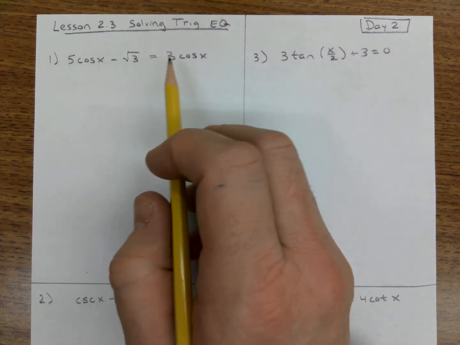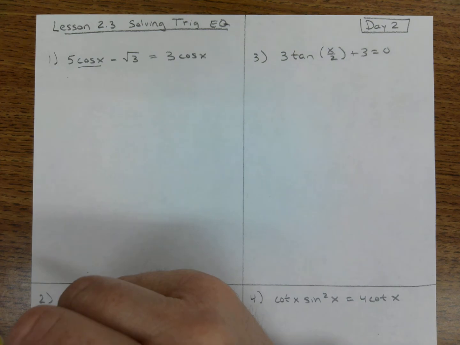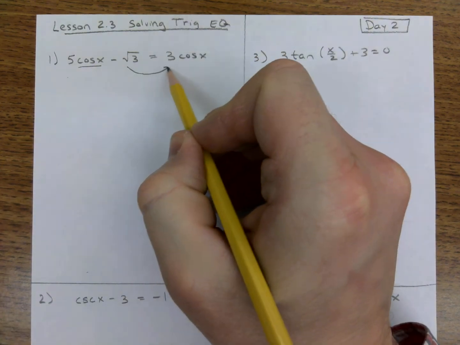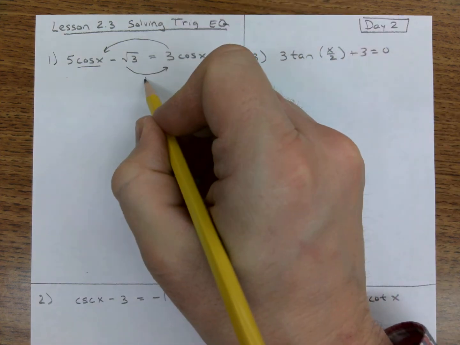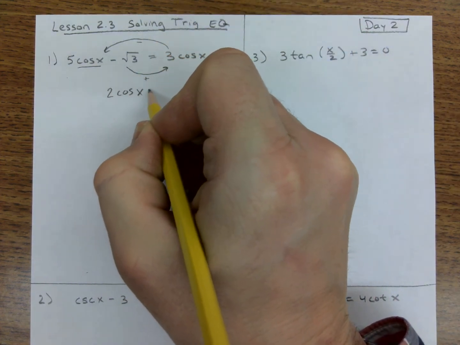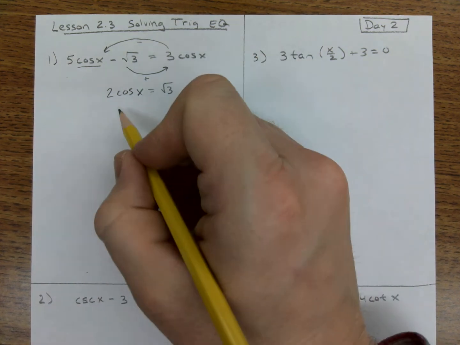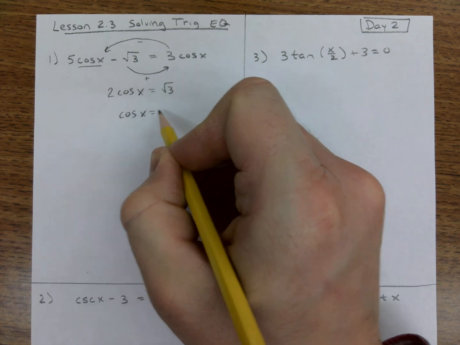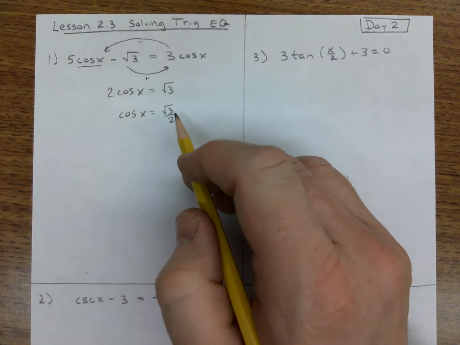We got to solve this equation, and our goal is to isolate cosine so we can use the unit circle. Well, I can swing that over there and subtract that over there. And if I add here and subtract here, this will be 2 cosine x is equal to a positive root 3. Divide both sides by 2, and I have cosine of x is equal to root 3 over 2.